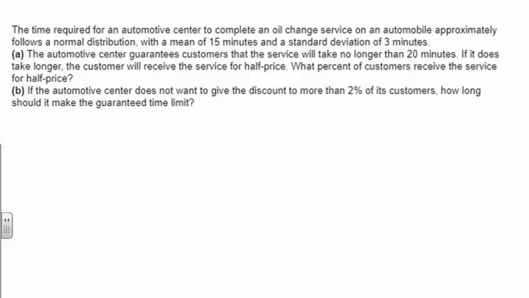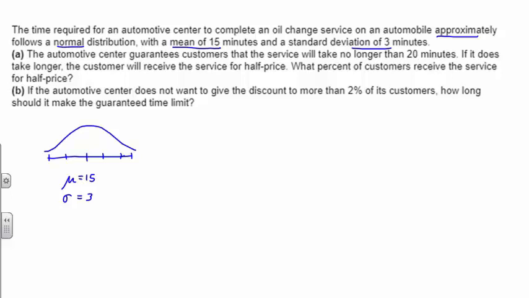So as we read this problem, we see that it says the time required to complete an oil change is approximately normal. That lets us know that we're going to be using a normal distribution. That means the distribution of the time required to get the oil change looks like this. There's a mean of 15 minutes, and a standard deviation of 3 minutes. So sigma is 3.